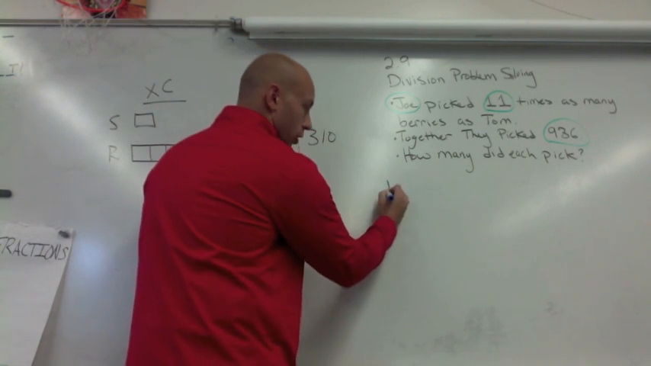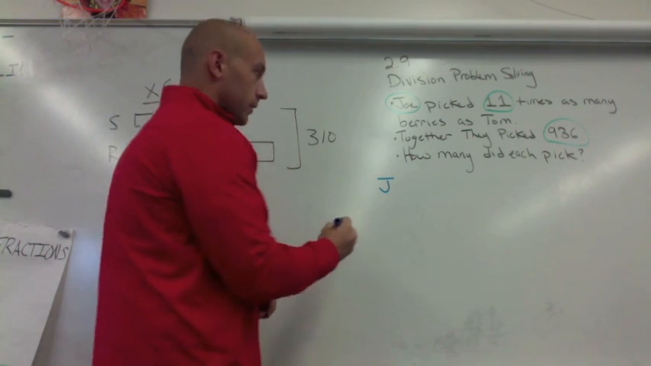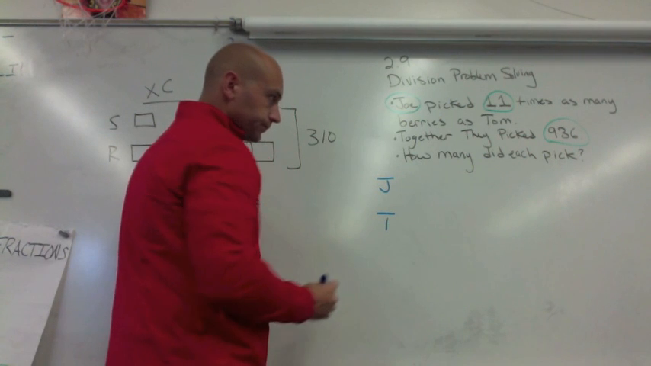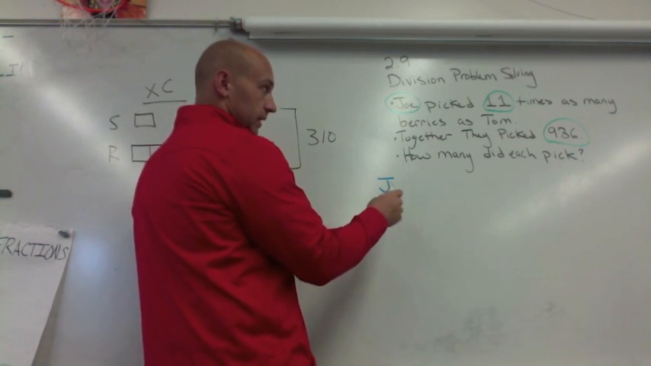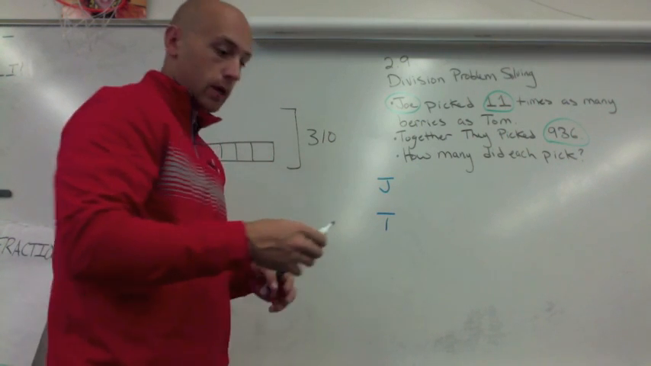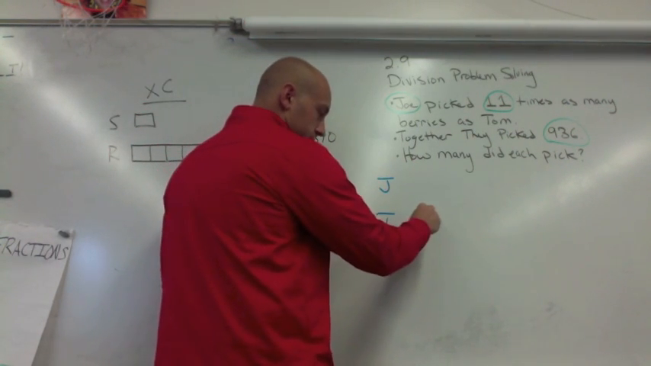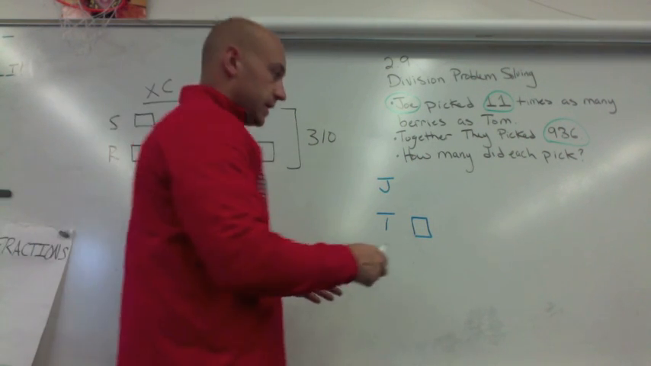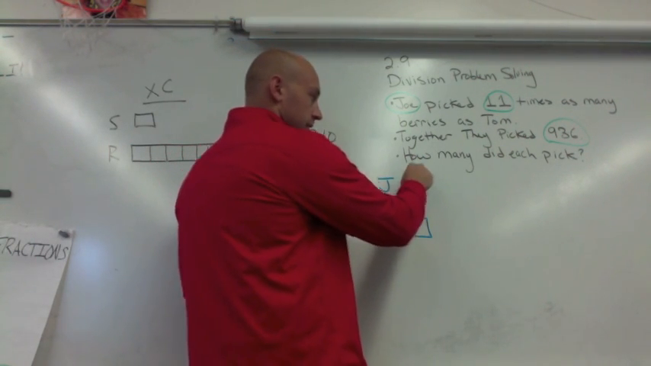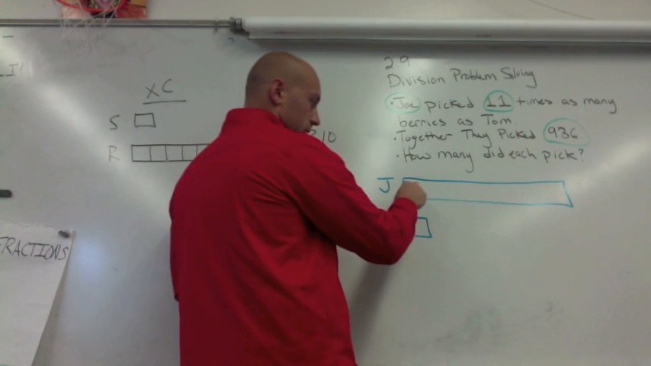So I'm going to put a J for Joe right here, and a T for Tom. And Joe picked 11 times as many berries as Tom. So I'm just going to put one box for Tom. And Joe picked 11 times as many as Tom, so he's going to have 11. So I'm going to make a big rectangle, split it up.